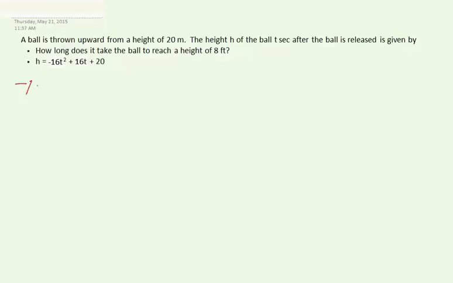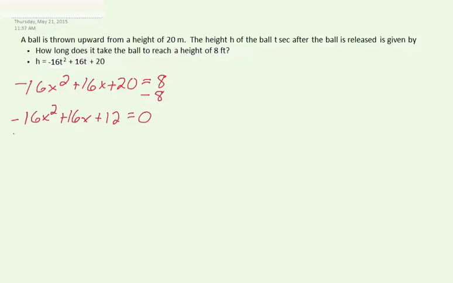So if we rewrite the equation, -16x squared plus 16x plus 20 equals h. And in this case, we're trying to find the time when the height is 8. So we can plug 8 into this equation. And we're going to try to solve using a quadratic equation. So we're going to have to get all our values on one side and make the other side equal to 0. So if we subtract 8 from both sides, we'll get -16x squared plus 16x plus 12 will equal 0.